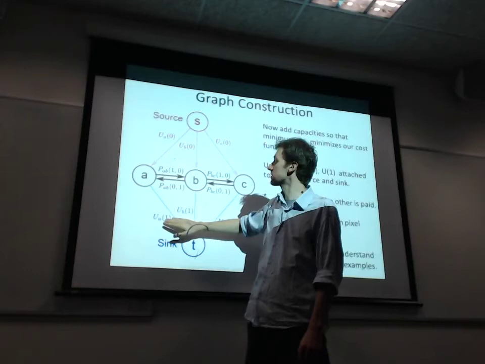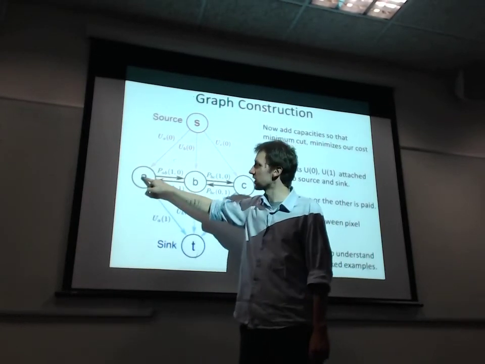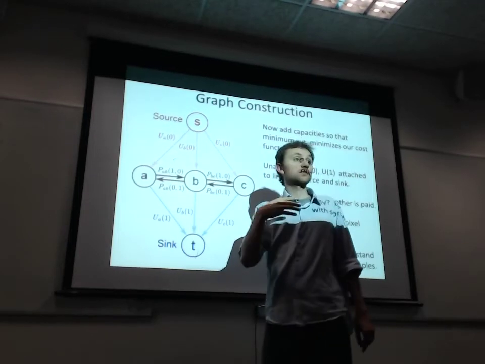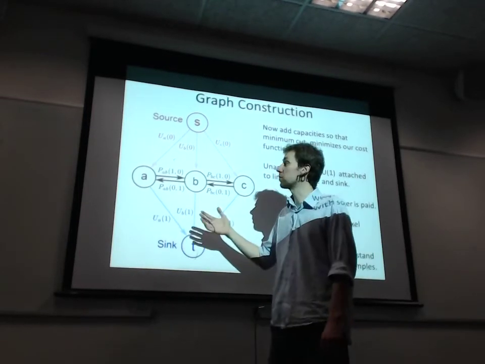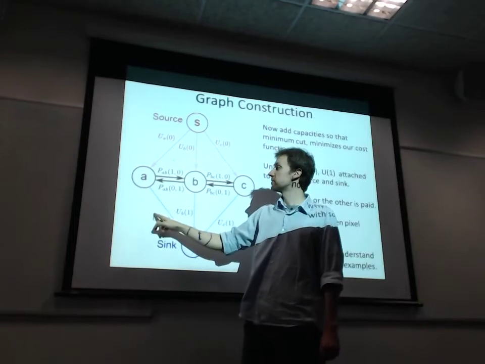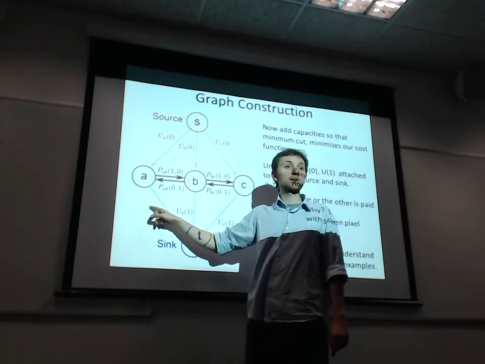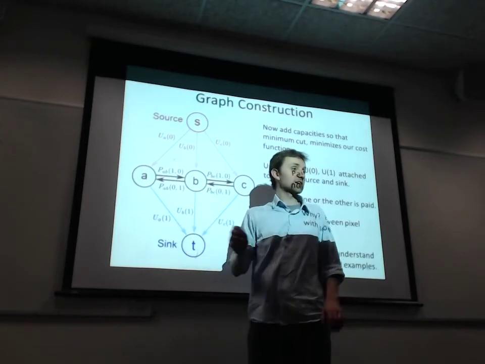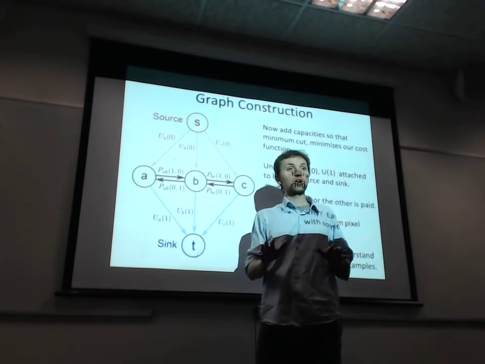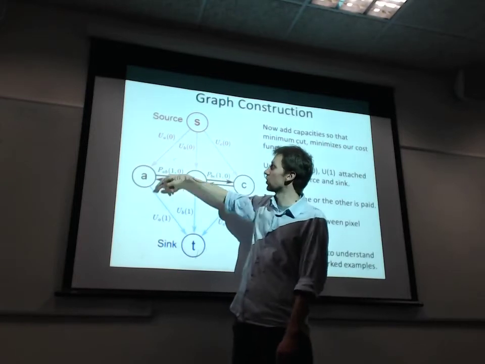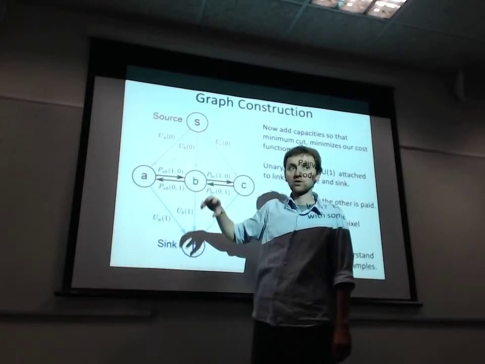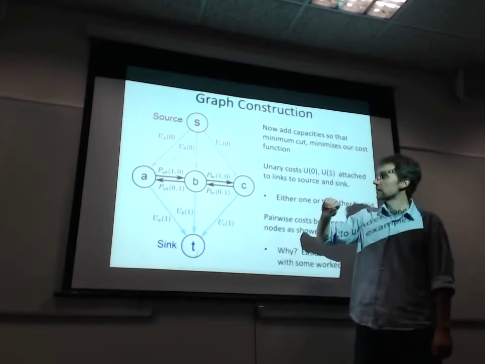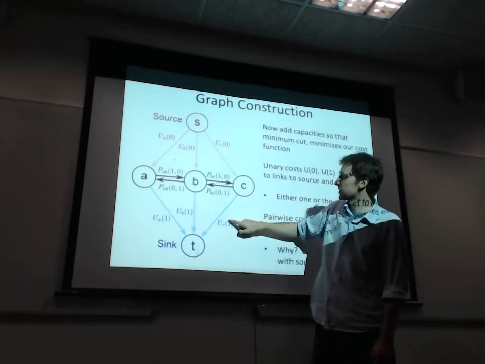We've got a unary cost for two things that might happen to A. You can already tell, and you've seen this in graph cuts, we're probably not going to cut both of these, right? Because then we'd be cutting off A from both the source and the sink, and that's no good, right? We're going to cut off the flow so that A is attached to one or the other, but it's attached to one of them. All right, so that's our unary costs, similarly for B, similarly for C.